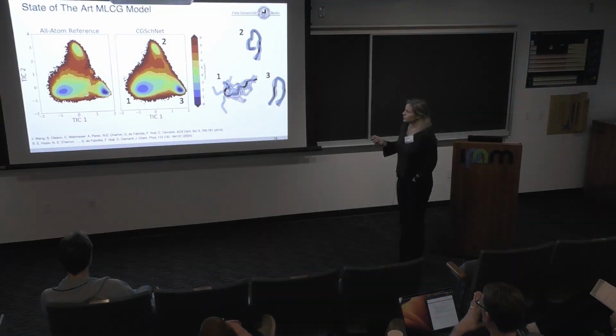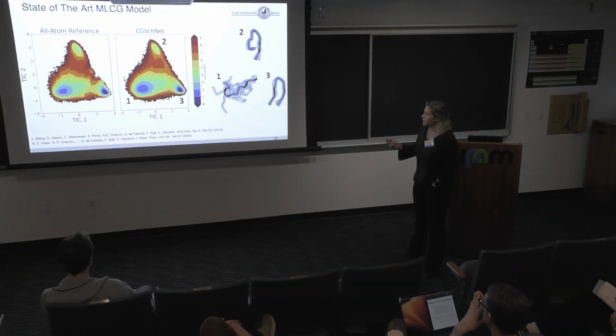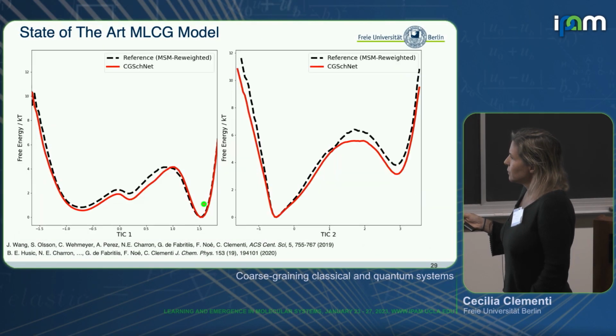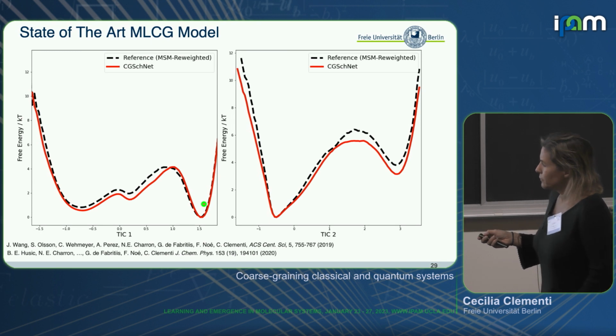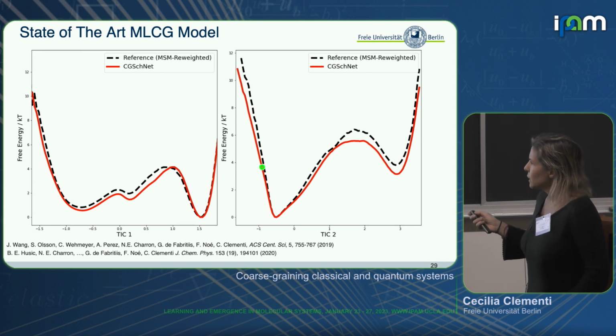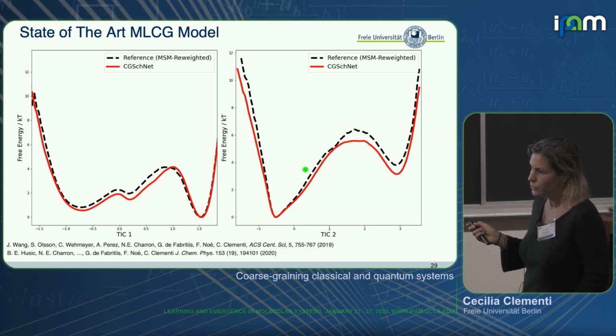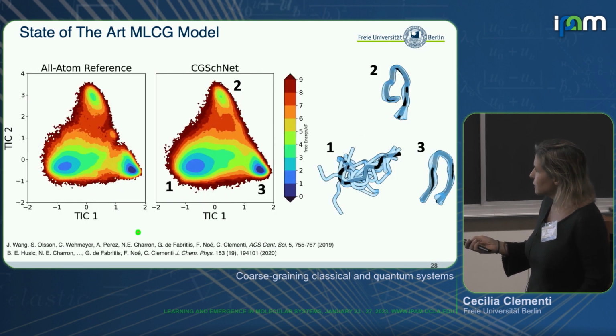So as I was showing earlier, this is the state of the art. This is where we are now. This is what we can match. So this is the reference, and this is where we are now. I would say this is quantitative now. These are the projections on the first reaction coordinate. So I would argue that we need to put error bars here, but I would argue that this is within the error bar, within the statistical error. So these are the free energies as a function of the first TICA coordinate and the second TICA coordinate. So these two coordinates here.